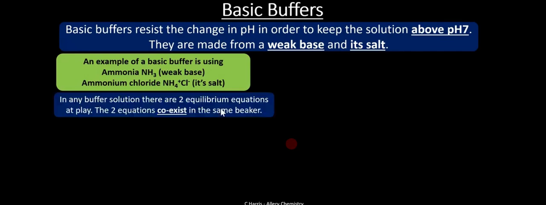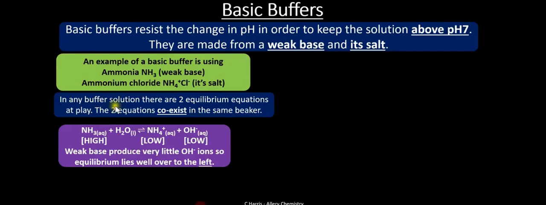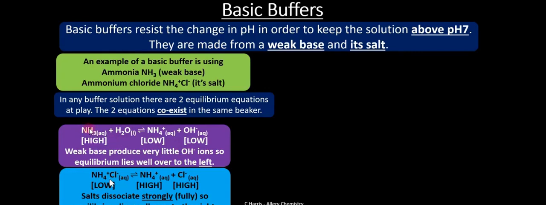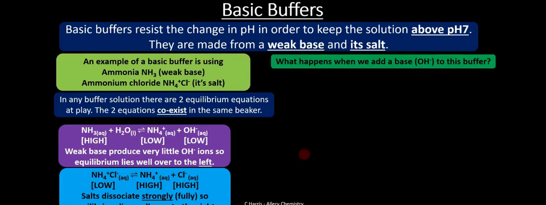So when you mix these two, you're going to have two equilibrium reactions taking place. Your ammonia with water will give the ammonium ions and OH minus ions. But remember, this is a weak base, so it's not going to fully dissociate. So you're going to have a low concentration of the ammonium and OH minus, and a high concentration of the weak base. But now the salt is going to fully dissociate, so it will give you a high concentration of the ammonium ions and a low concentration of the salt. So you now have those two systems at the same time.